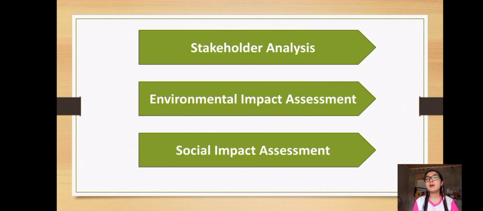Then we have three important processes in doing an impact analysis or impact assessment. They are stakeholder analysis, environmental impact assessment, and social impact assessment. So let's define these three processes in doing impact analysis or impact assessment.